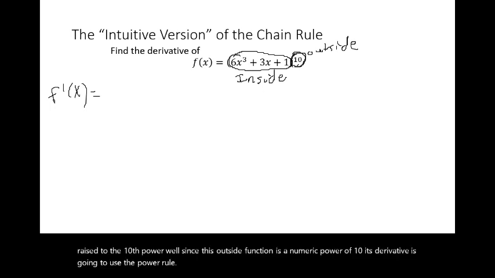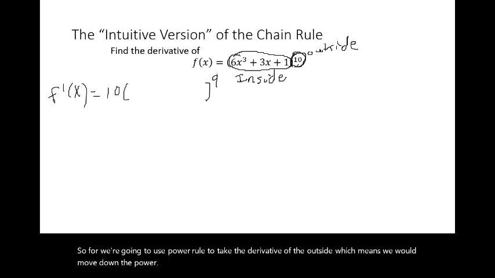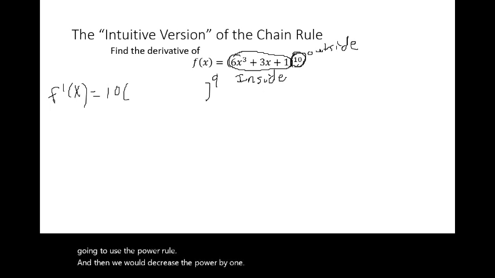So we're going to use power rule to take the derivative of the outside, which means we would move down the power, and then we would decrease the power by 1. Now remember, we're only deriving one function at a time. So that was the derivative of the outside composed with the inside function left completely alone.